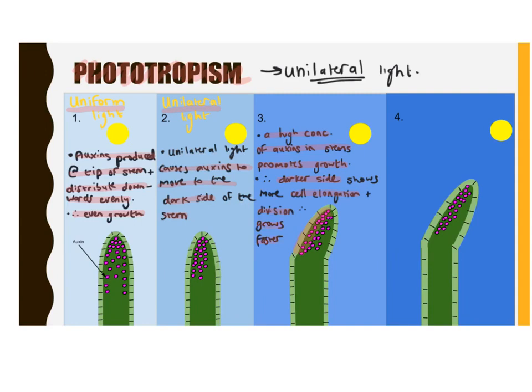And the last point is that we say, therefore, the stem bends towards the light, which you can see even in the previous picture. But that is your final point of explaining what you see in these pictures below. You have to say all of those points for a 5-mark question.